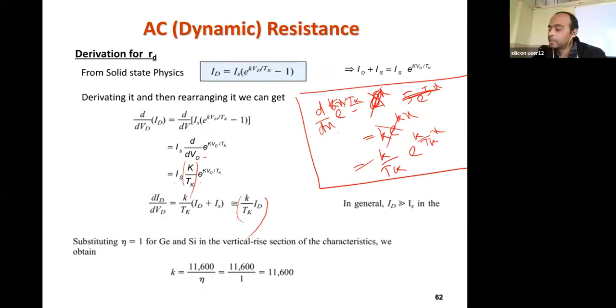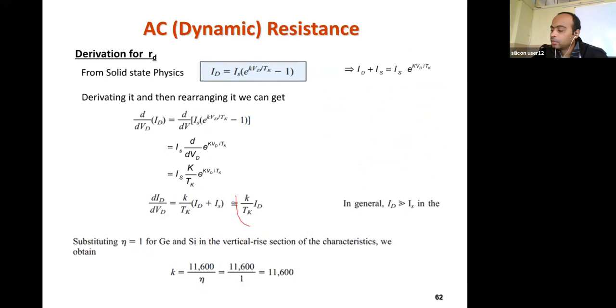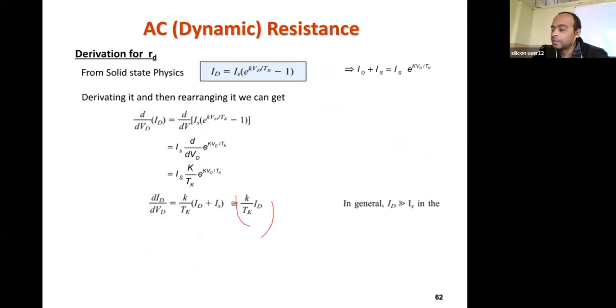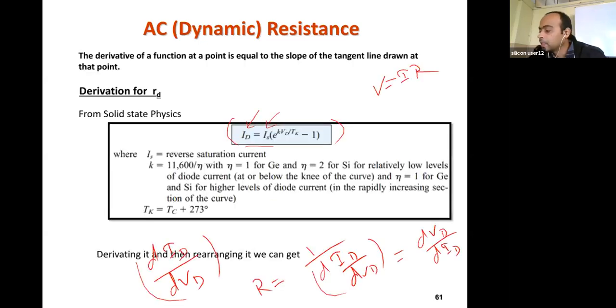So now we have got this k by tk of id. Then how much is k? That we will calculate. Already in the previous slide, you see we have written, k is 11,600 by eta, and eta equals 1 for germanium and 2 for silicon for relatively low value of diode current.